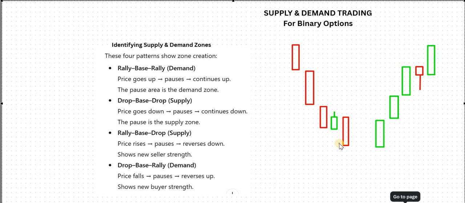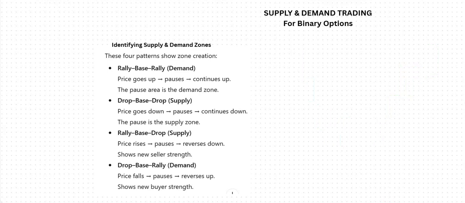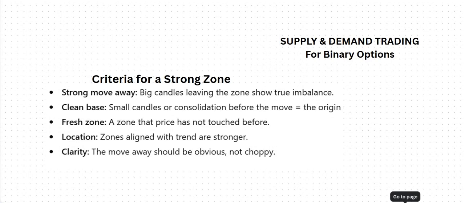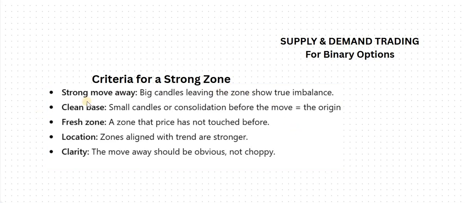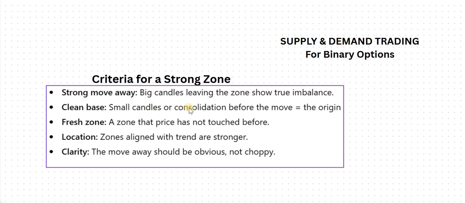It should just be obvious that yes, this is a zone. So let's move on so that I explain this better for you. When you get that, for instance, look at it here, the strong move away. Big candles should leave the zone, showing the true imbalance. The clean base, that small candle or consolidation before the original move, because that's the start, the origin.